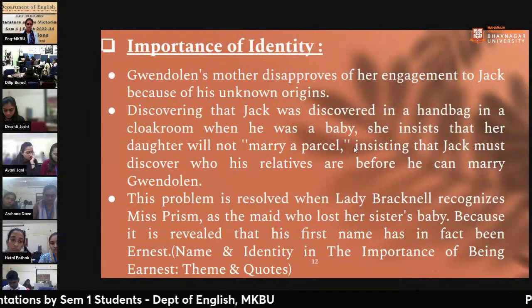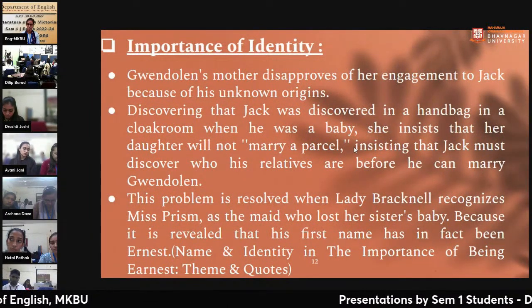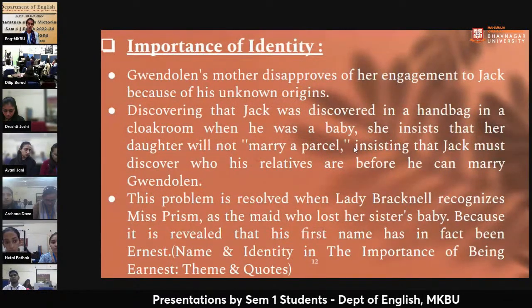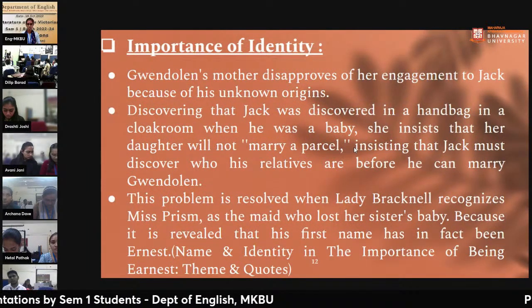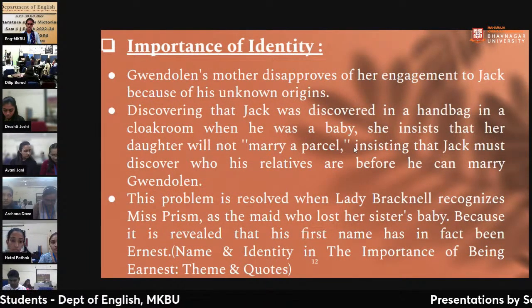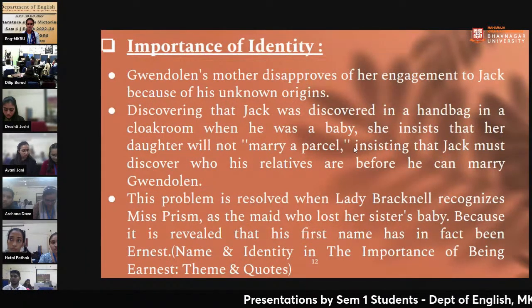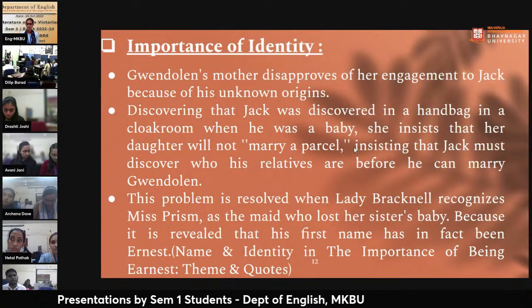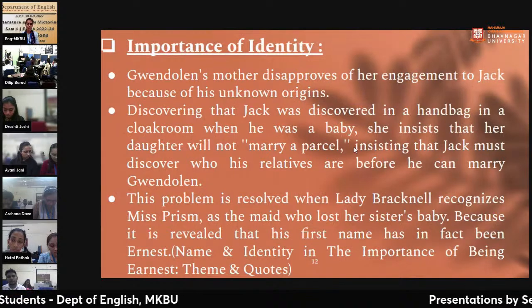Importance of identity. Gwendoline's mother disapproves of her engagement to Jake because of his unknown origins. Discovering that Jake was found in a handbag in a cloakroom when he was a baby, she insists that her daughter will not marry a parcel, insisting that Jake must discover who his relatives are before he can marry Gwendoline.